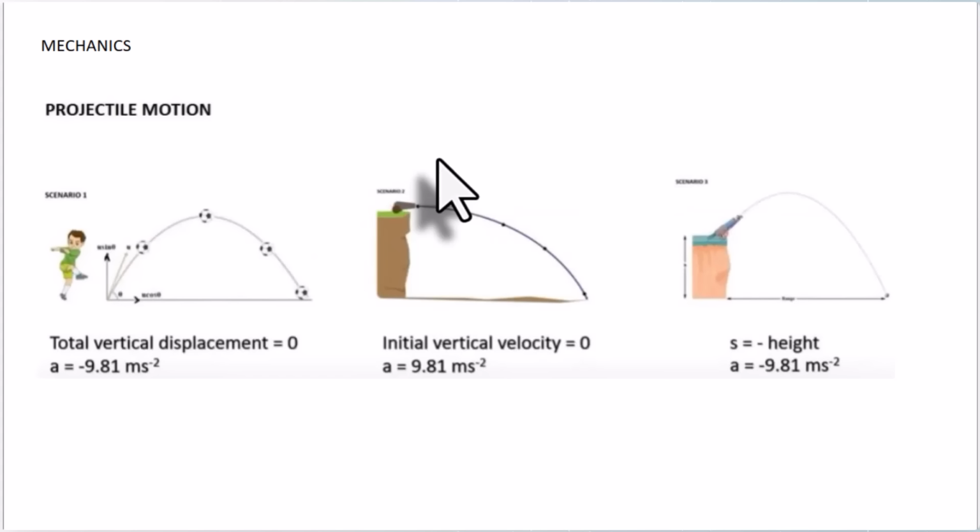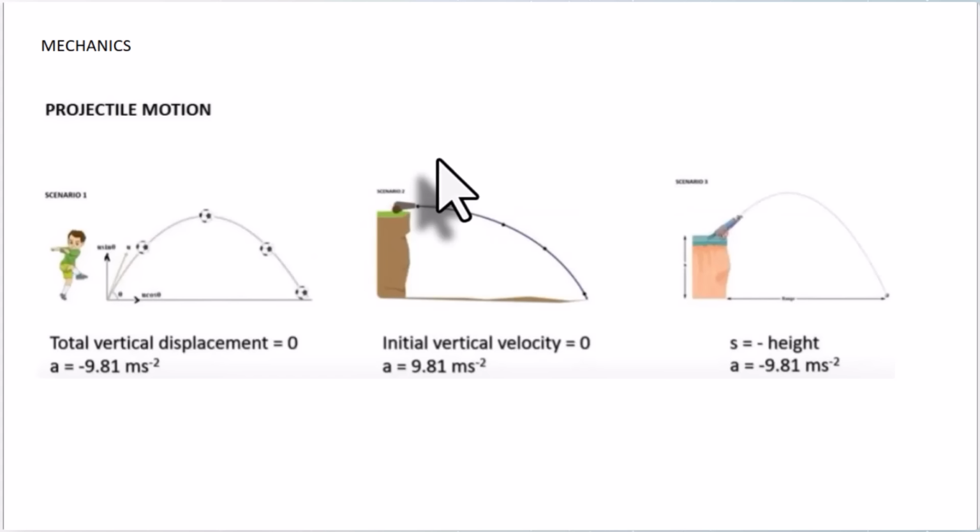The first scenario is where an object is launched and lands at the same height from which it is launched, meaning the total vertical displacement is zero. That is scenario one. And throughout the whole motion, the acceleration is minus 9.81. In scenario two, an object is launched from a height but horizontally. Since it's launched horizontally, it has no initial vertical motion and so no initial vertical velocity. But since it's moving in only one direction, the acceleration throughout the motion is just 9.81.